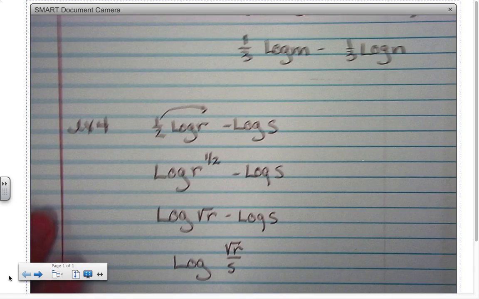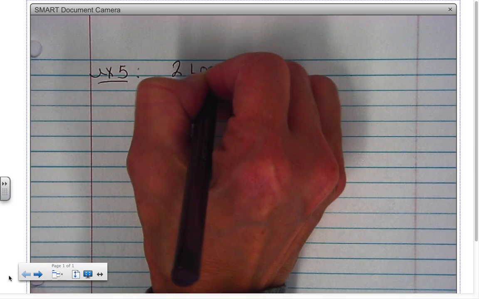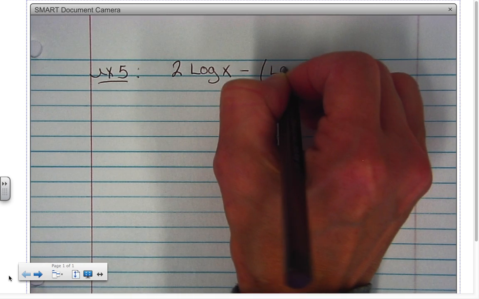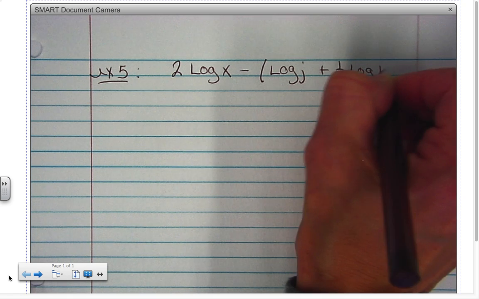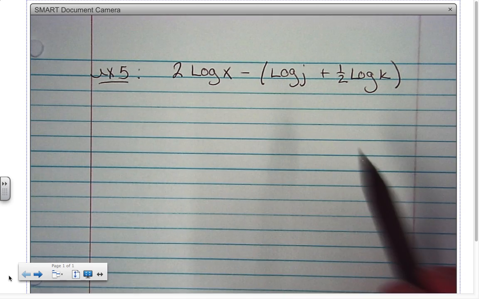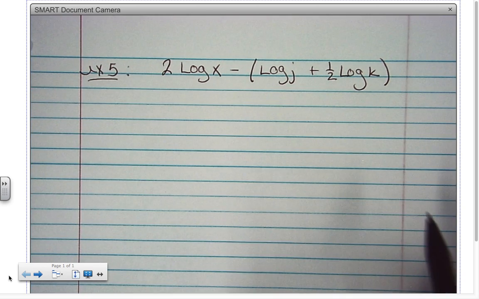Example 5, let's go again and I'll show you at least one more. Not sure after that, maybe one more, we'll see. Example 5, I've got 2 log x minus log j plus 1/2 log k. And again, you can already see that they can get complicated. Sometimes students can do more than one step at a time. I'm going to show you every step, and if you want to combine a couple, that's okay.